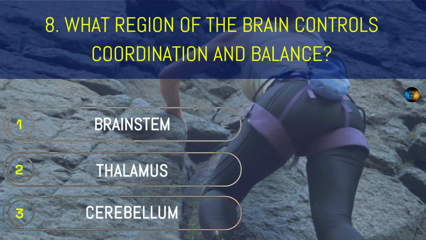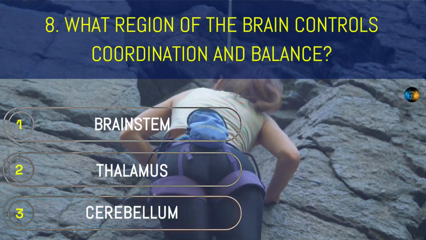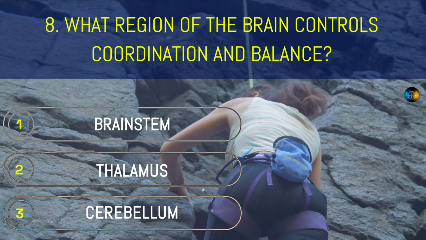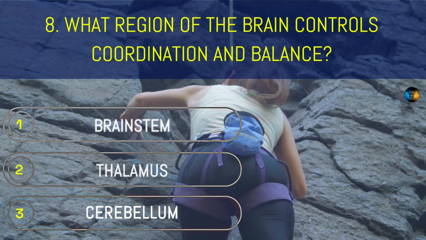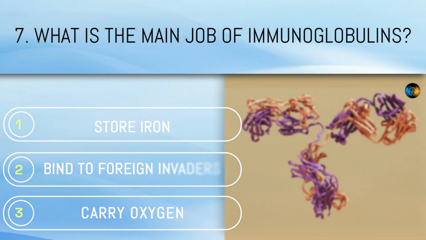What region of the brain controls coordination and balance? Brainstem, thalamus, or cerebellum? Cerebellum.